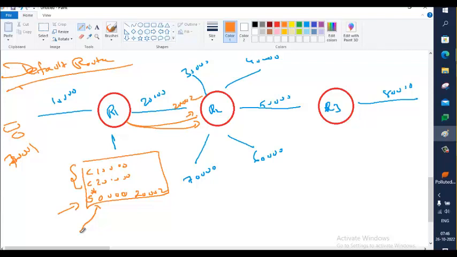Now, can someone suggest to me where all I can write this default route and where I should not write the default route?